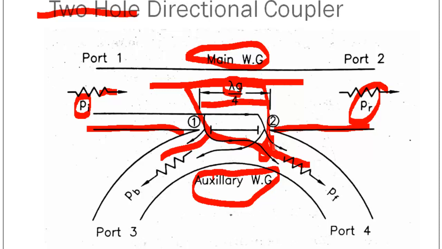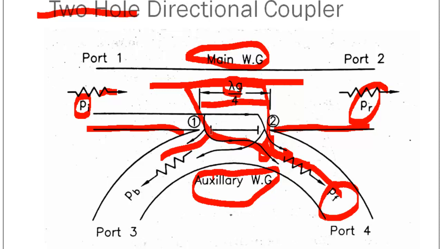So we can say when these two powers are meeting at hole number 2, then both powers are combined, right? Because both have the phase of lambda g by 4, or both powers have traveled the same electrical length. That's why we can say both powers will be combined at port number 4 and come out as a power PF, which is known as the forwarded power, right?